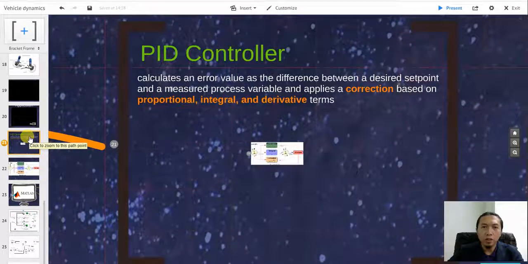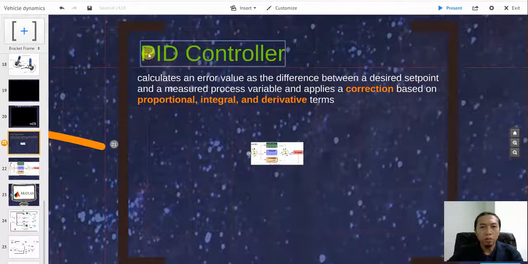So next one, in this lab session, I will introduce you to the PID controller. So this PID controller calculates an error value as the difference between a desired set point and a measured process variable and applies a correction based on proportional, integral, and derivative terms, which we call PID. So the P stands for proportional, I stands for integral, and D stands for derivative.